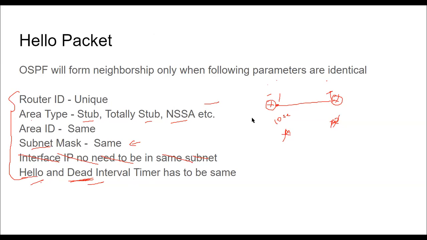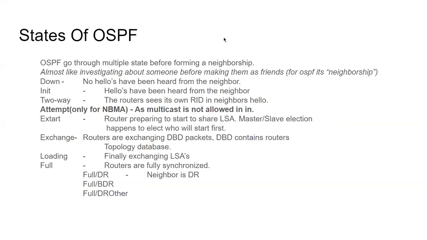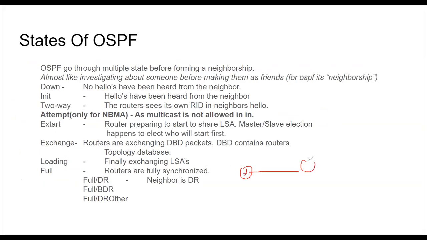So let's talk about the states of OSPF. There are 7 states. Initially, I'll draw a diagram also here. Initially, when I enable OSPF, I don't receive any OSPF hello packet from a neighbor. I'll be in down state. Once I hear a hello from a neighbor, I'll be happy. I'll become init state.